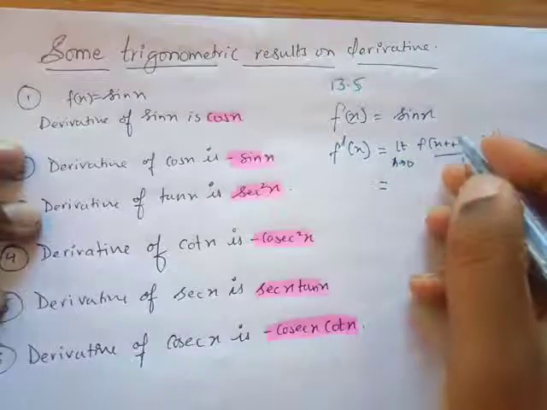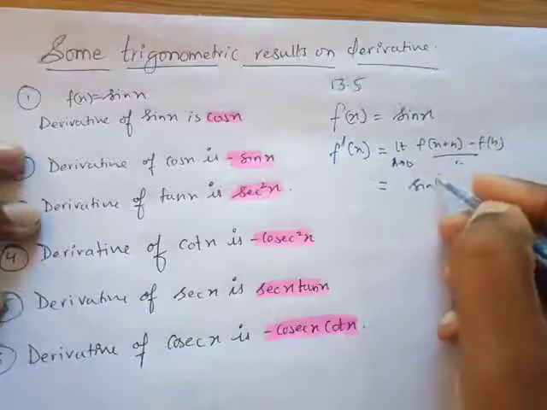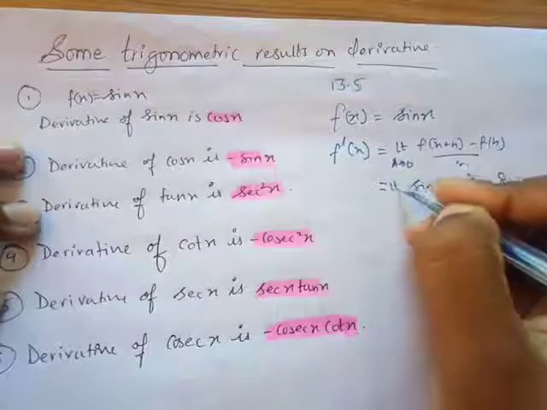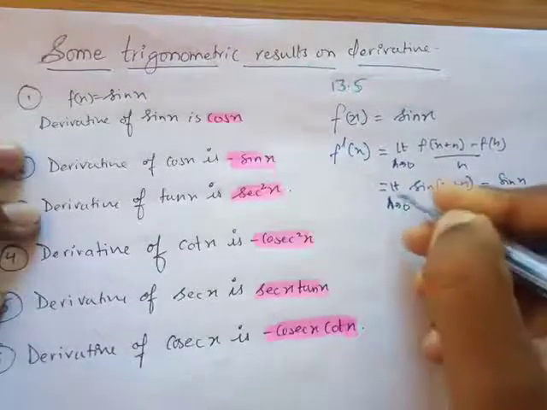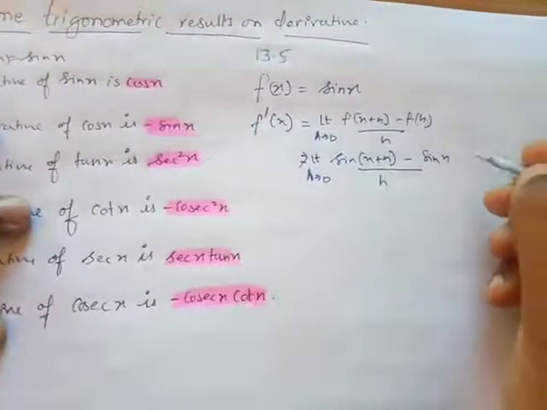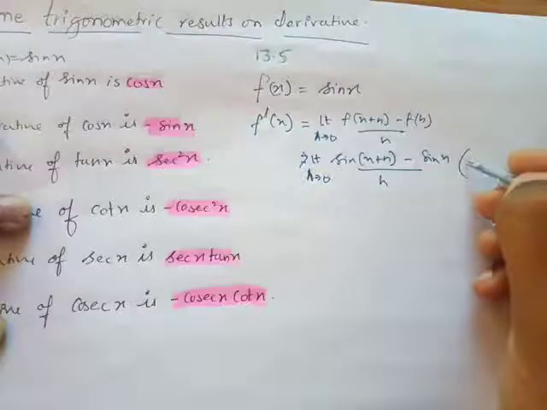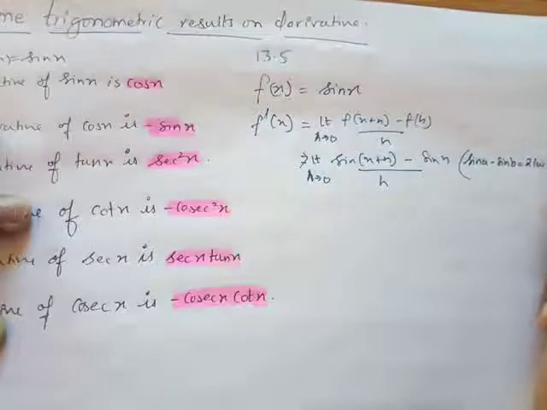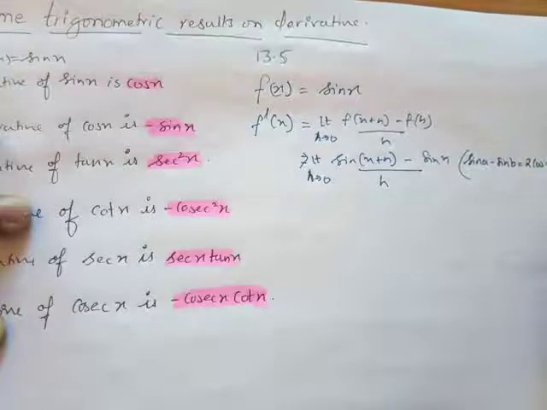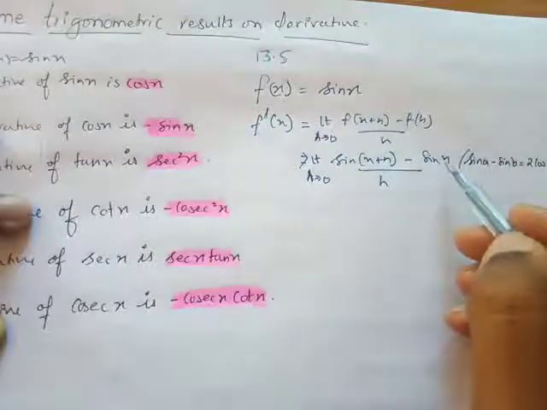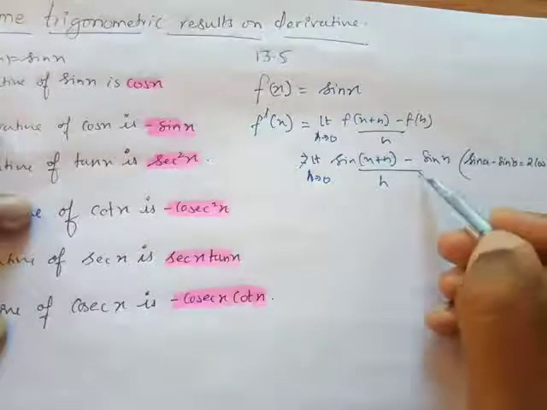If I put x plus h in place of x, I'll be getting sine(x plus h) minus sine x over h, and the limiting value h is tending towards 0. I hope you understood this. Now there's a formula in trigonometry. This formula says sine A minus sine B is equal to 2 cos((A plus B) upon 2) multiplied by sine((A minus B) upon 2). So who's A for me right now? A is x plus h, and B is x.